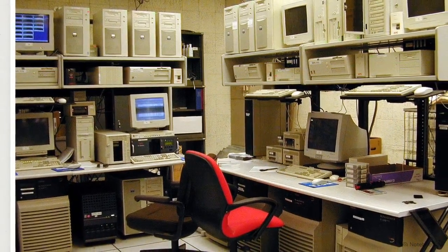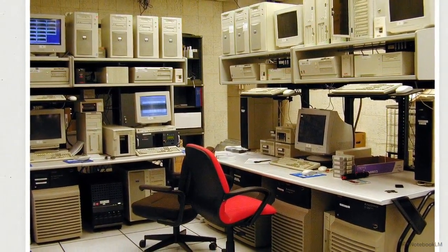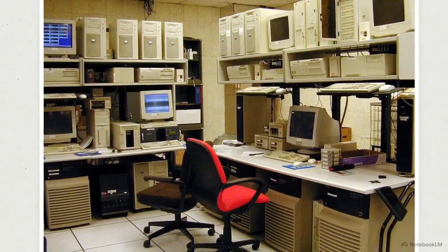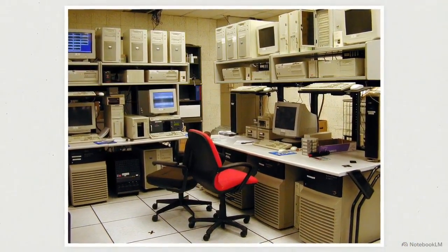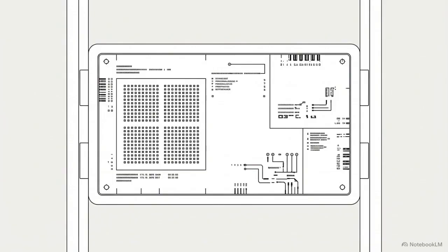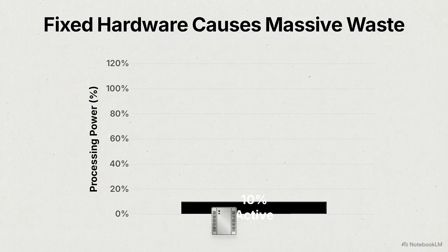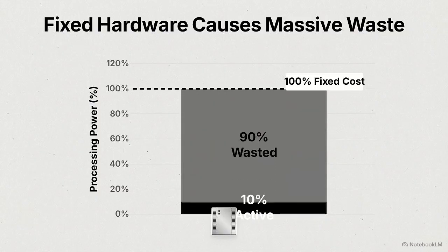Before the cloud, a new application required a completely new physical server. This created a sprawling, chaotic landscape of hardware silos, where hardware was permanently dedicated to a single specific task. If that server only used 10% of its processing power, the remaining 90%.